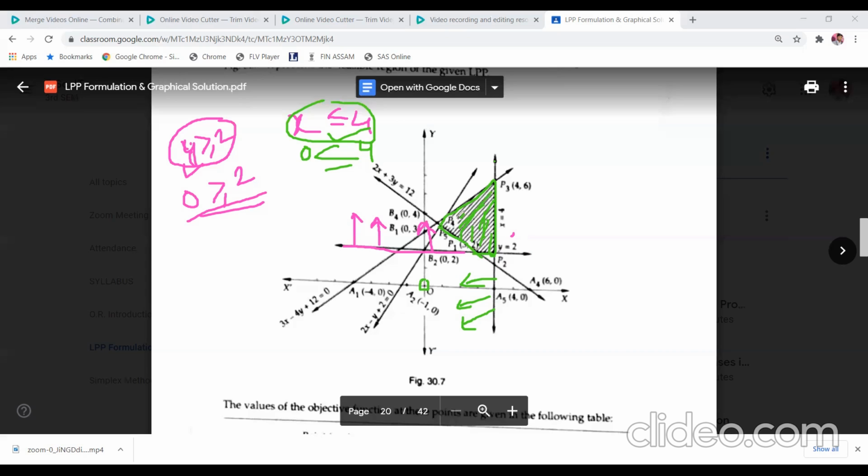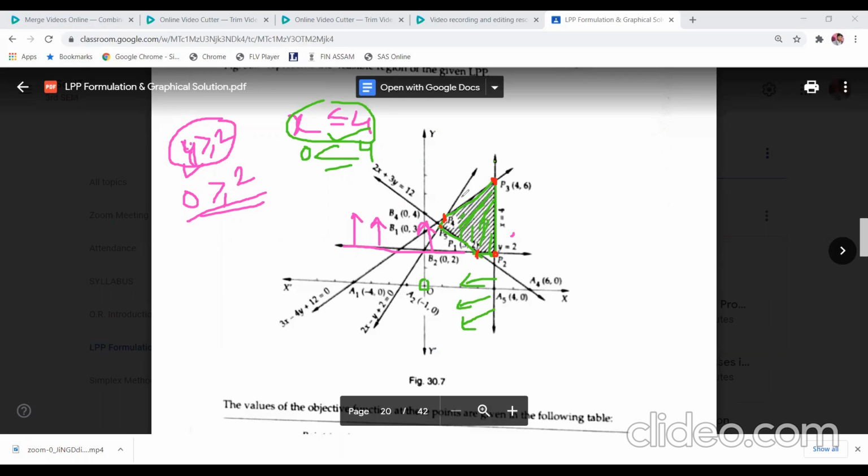Okay. Now, after getting the solution region, you need to find out the corner points. So this is corner point one. This is another one. Here it is another one. Here it is another one. Here it is another one. So total how many? 2, 4, 5. 5 corner points. Just find out the 5 corner points.